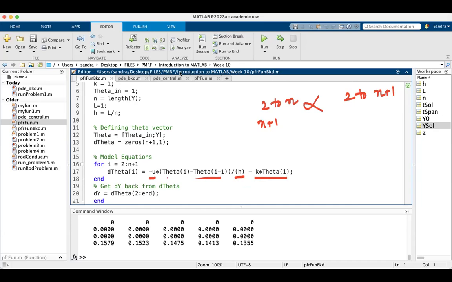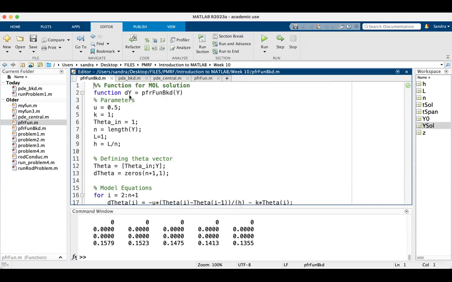Now what I extract from the d theta, I'm only interested from the second to the last entry. So that is 2 to end. This I take as an output. Here you can see dy is my output.